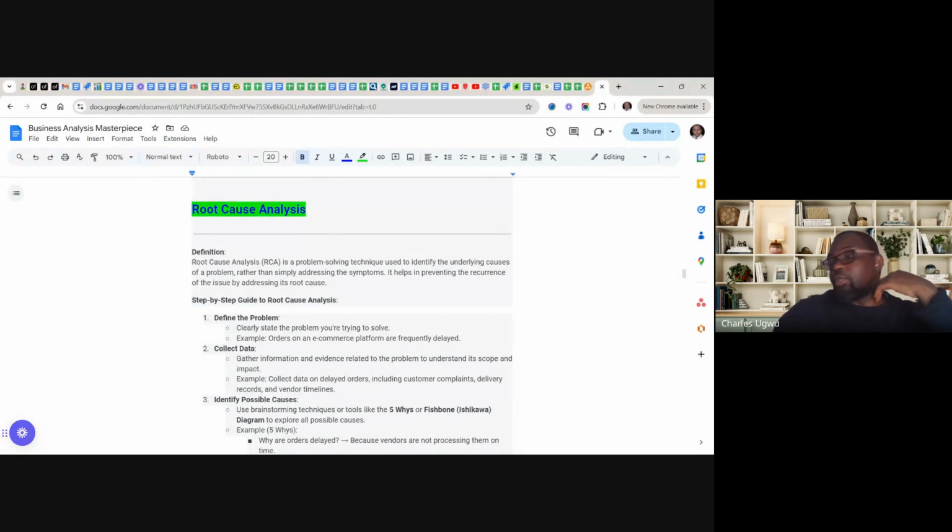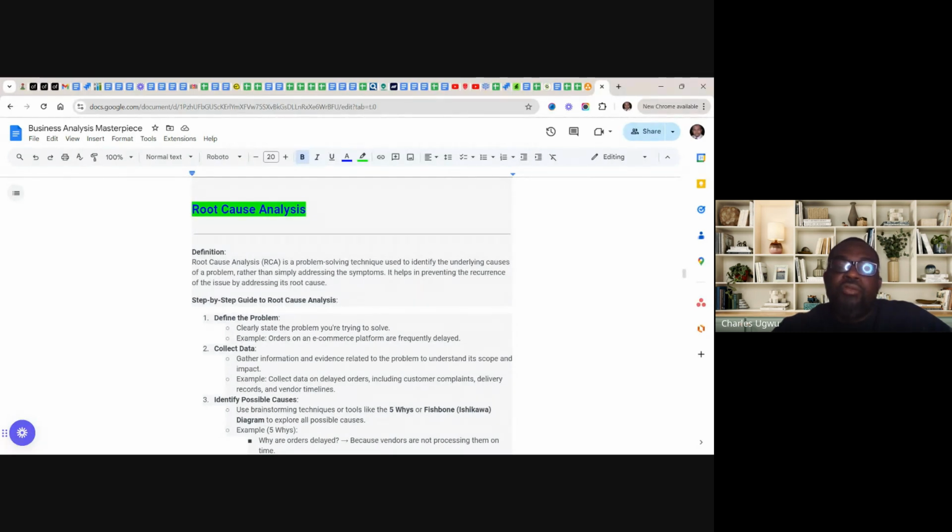So what is root cause analysis in business analysis? Many of us must have heard about root cause analysis many times. Root cause analysis is a problem-solving technique used to identify the underlying causes of problems rather than simply addressing the symptoms. It helps in preventing the reoccurrence of the issue by addressing the root cause.